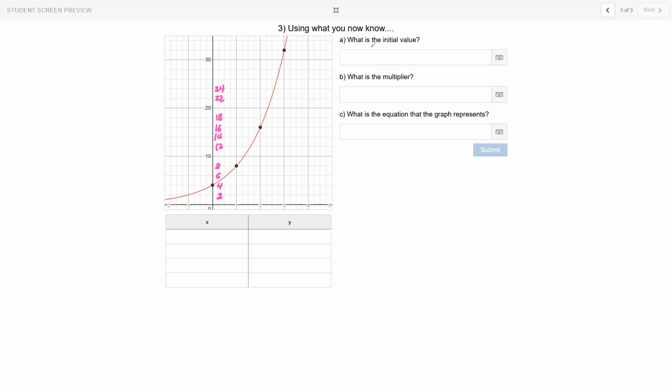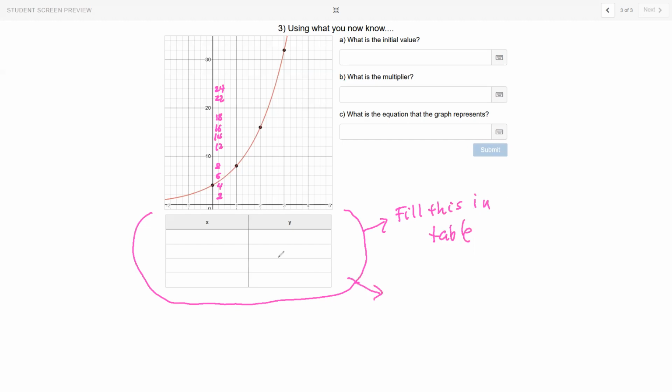So go ahead and answer these 3 questions. What is the initial value? What is the multiplier? What is the equation of the graph? And then you need to fill in the table also, to help you. You see why we need to do a table every time, guys? On your homework, it doesn't tell you to do a table, but the table really helps you to figure out the equation. So this is why I want a table on all of your homework, all 8 problems for the homework tonight.